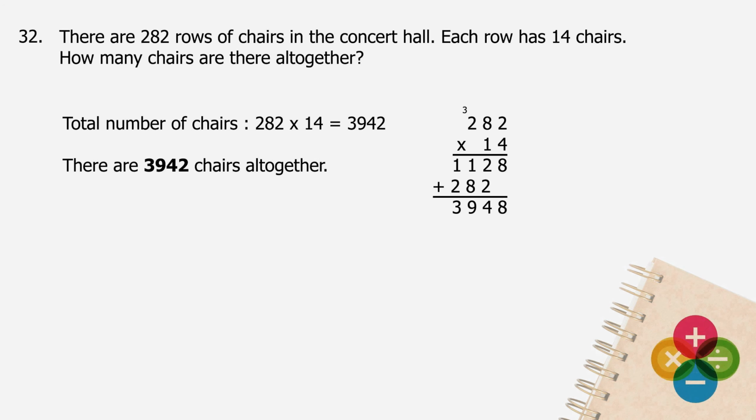The total number of chairs will be, multiply 282 by 14, and the product is 3,942. There are 3,942 chairs altogether.